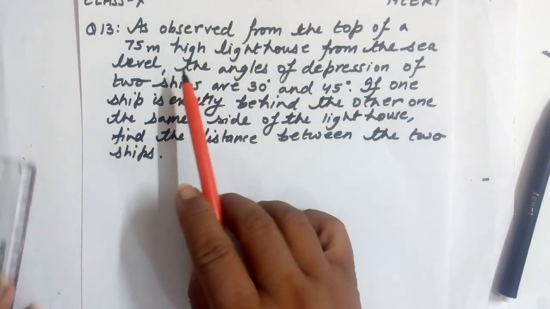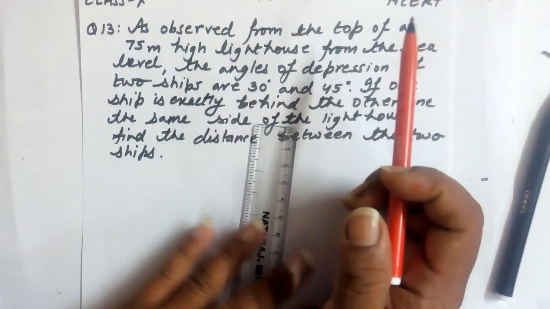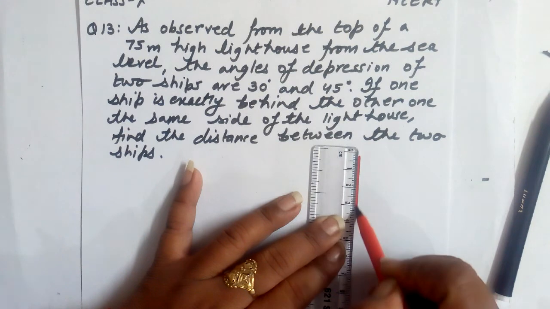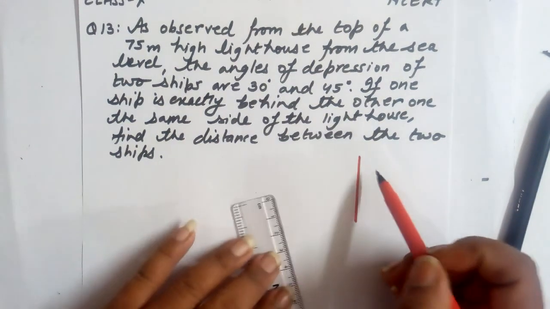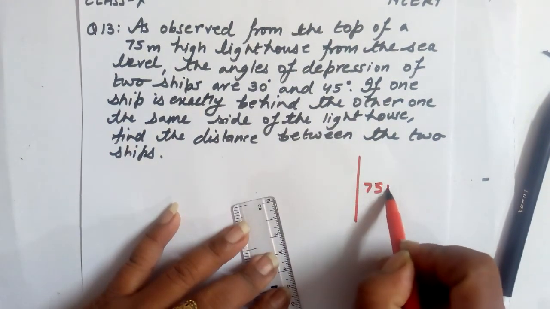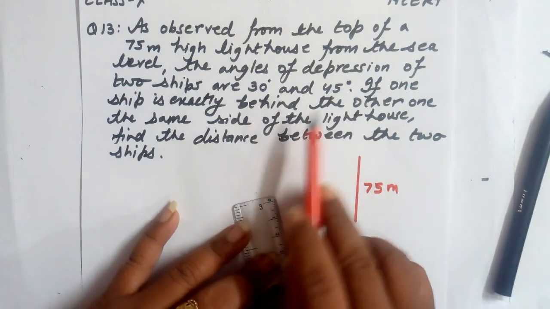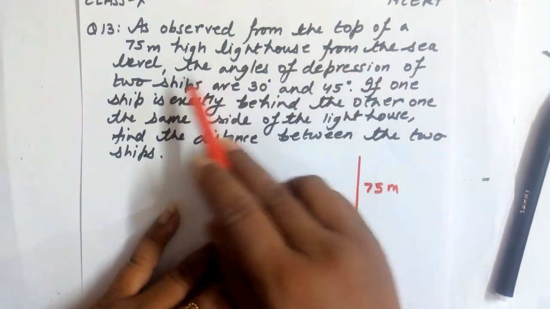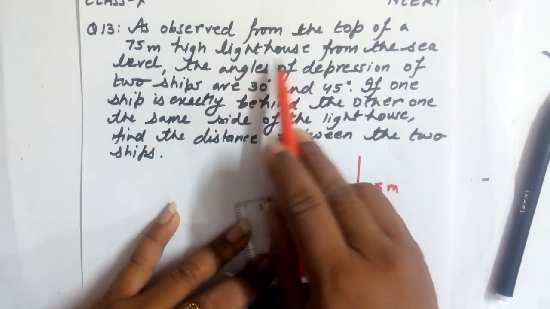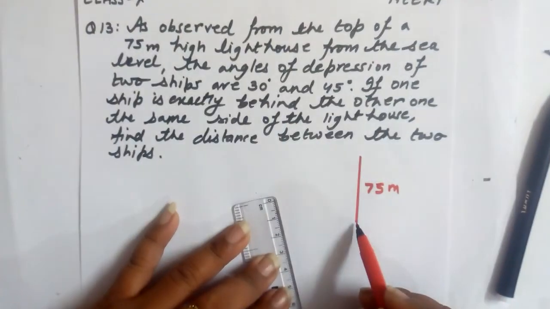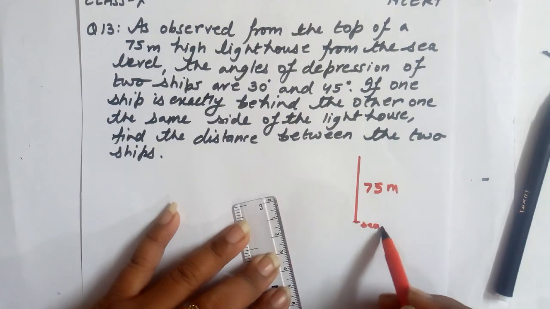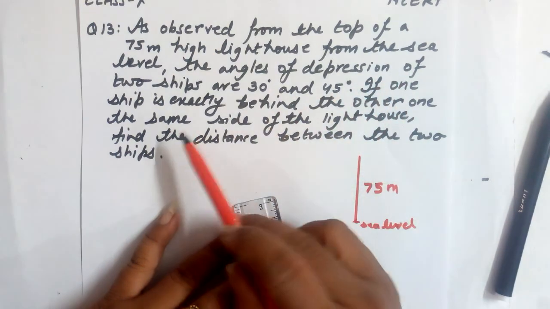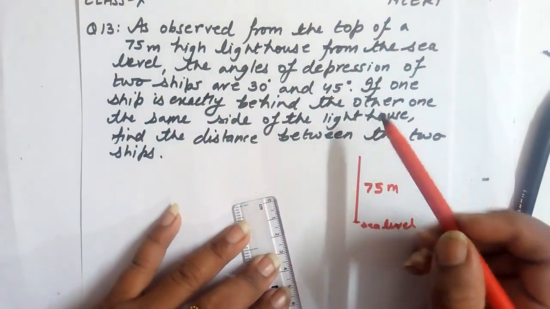Top of a 75-meter high lighthouse. So first of all, we will draw a lighthouse. Okay, now this is 75 meter. Now from the top of a 75 high lighthouse from the sea level, this is the sea level. The angle of depression of the two ships are 30 degree and 45 degree.